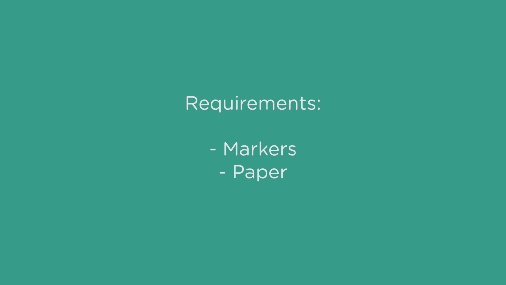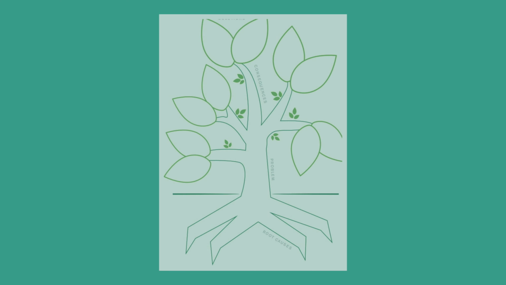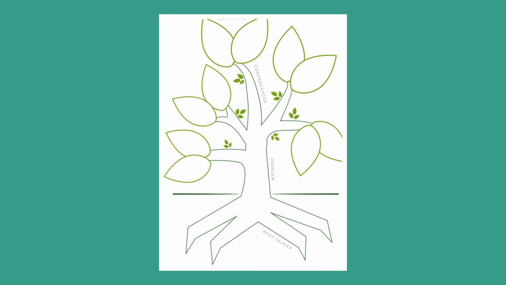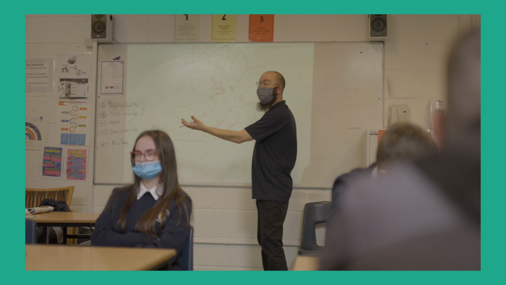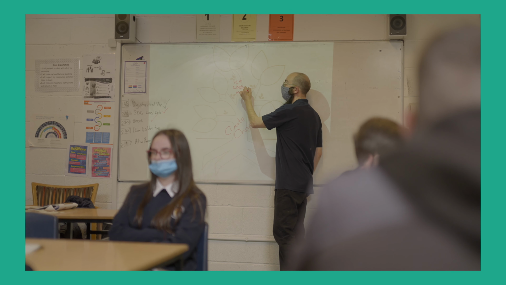For this activity, you'll need markers and paper for students to draw on. You'll also need to project or show an example of the tree. Start by writing the main problem on the trunk of the tree. Today, we're looking at climate change.